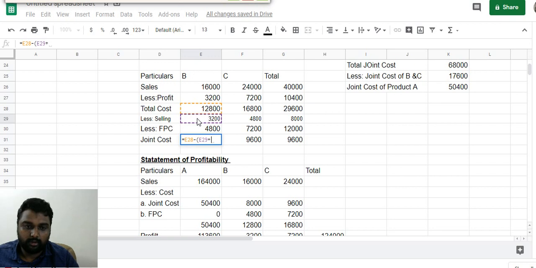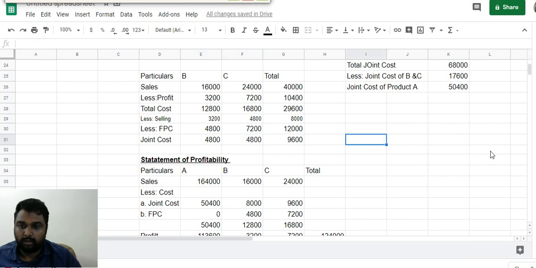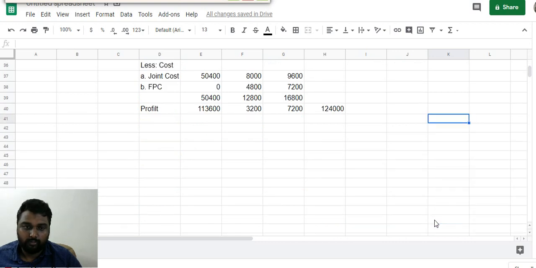Since you already copied, we don't need to correct it, we can just change the question. You can change the question. 4,800. Accordingly, the change here will come out: 9,600, 58,400.